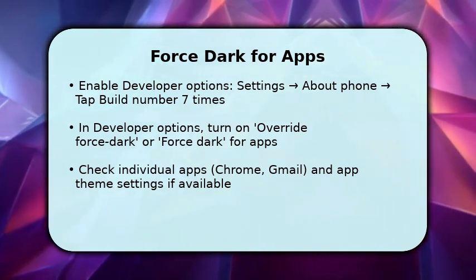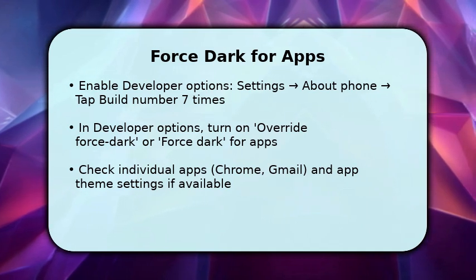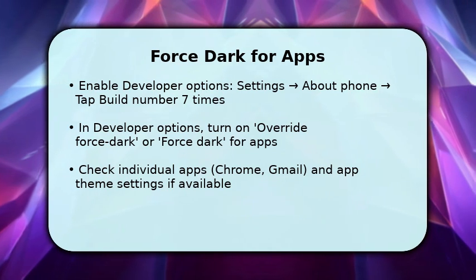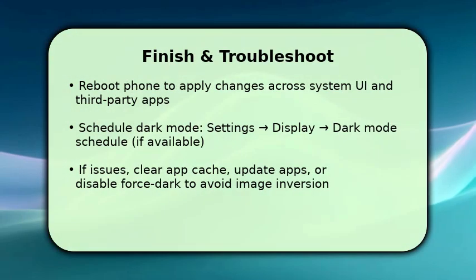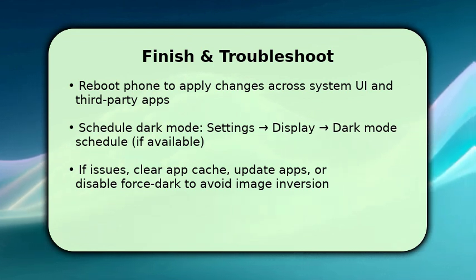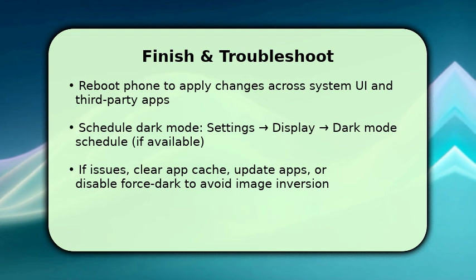Make sure to test key apps like Chrome and Gmail after toggling it. If an app provides its own theme control, use that instead for better color fidelity. Finish by rebooting the phone so all UI elements reload with the dark theme. Once it restarts, verify notifications, lock screen, and key apps.